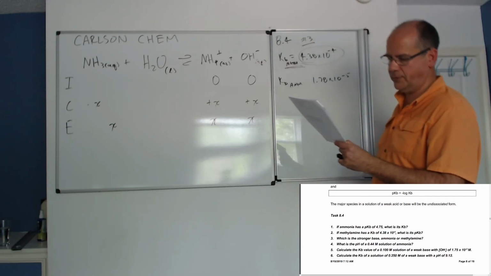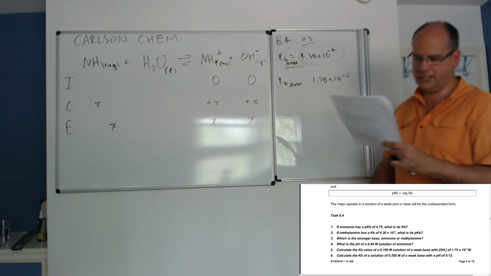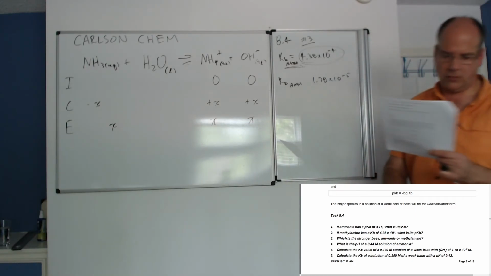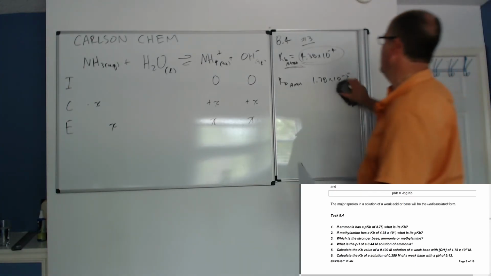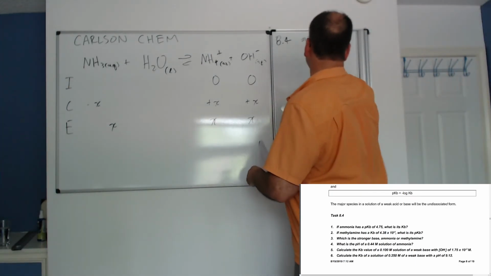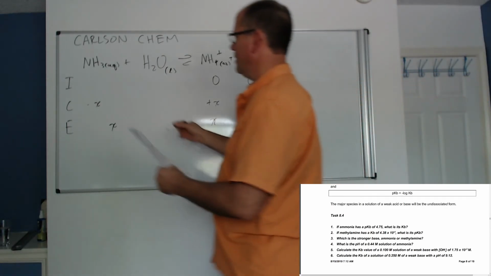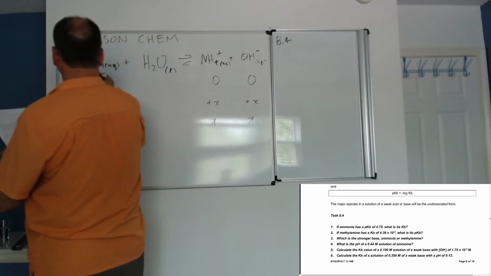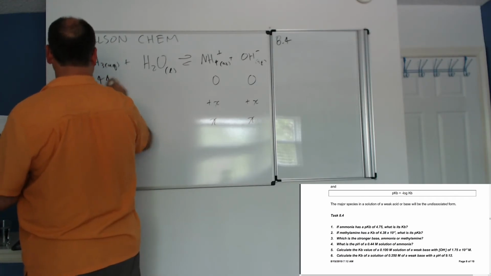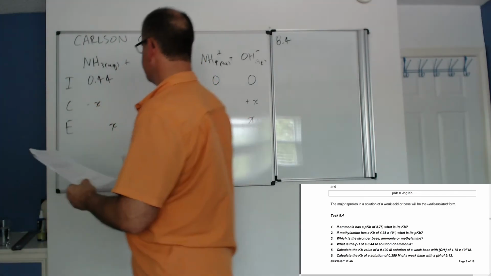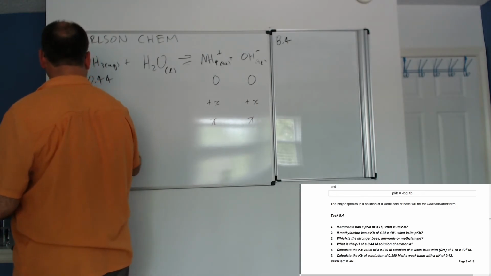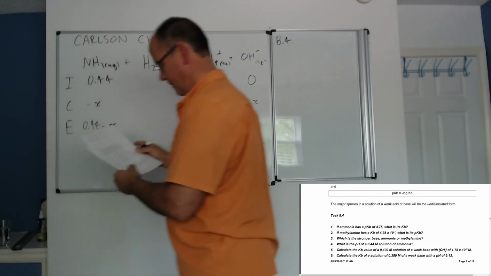That's for number 3. Okay, what's the pH of a 0.44 molar? This is number 4. 0.44 molar. So we can come over here and say the ammonia is 0.44. Okay? And so this is 0.44 minus X. Okay?